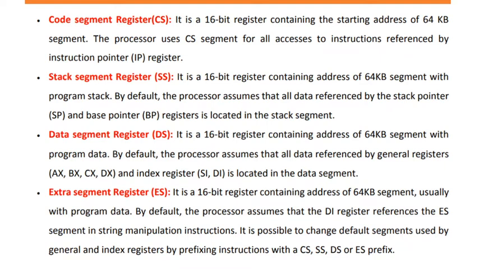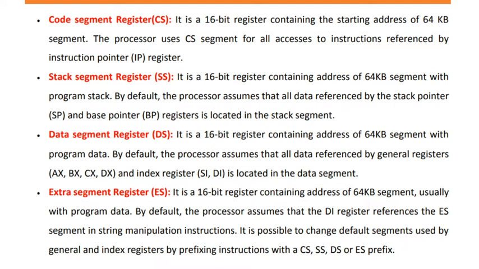Now likewise, the extra segment register. It is a 16-bit register containing the base address of the extra segment. By default, the processor assumes that the DI register refers to the extra segment while performing string manipulation instructions. Now, these are the 4 segment registers and their description.